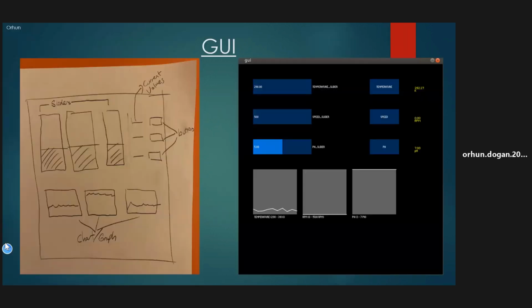Next. As you can see, our first plan and our current GUI are very similar. Sliders on the left are used by users to enter the desired value. Buttons are used to send those values to the Arduino. Text labels are used to show the current values, and the charts on the bottom are used to show the last 10 recorded values in order to show that each subsystem works fine and the values are stable.